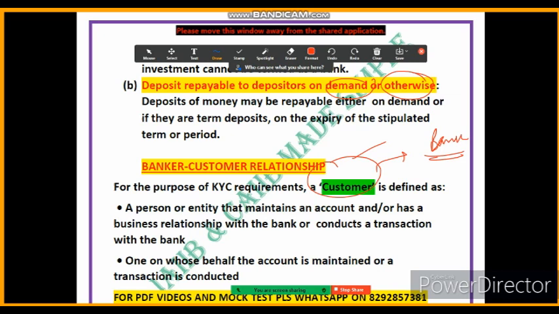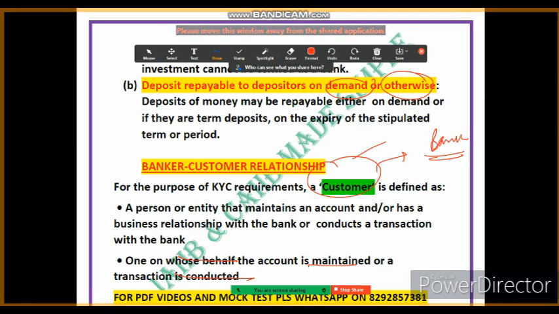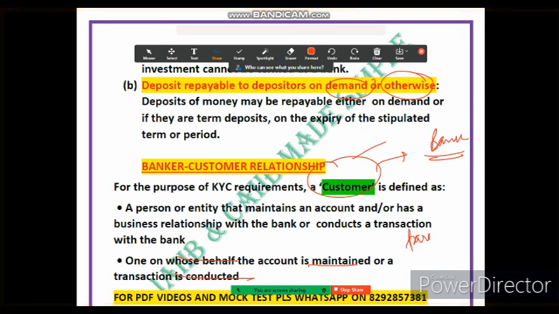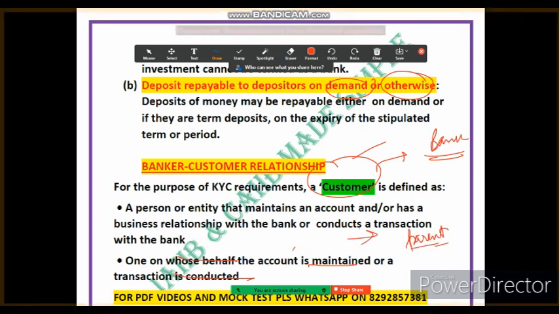The second point is, you can see, one on whose behalf the account is maintained. What does it mean? It means that a customer can also be someone for whom the bank is maintaining an account or carrying out transactions on their behalf. For example, a parent may open a bank account. Suppose a parent is there. I'm clarifying the meaning of this statement.